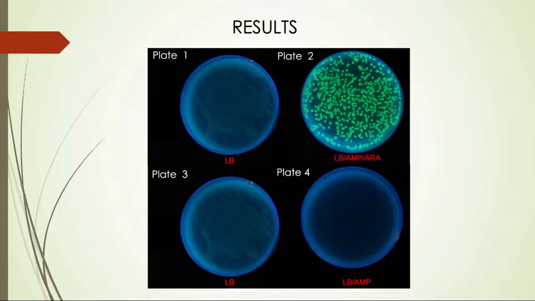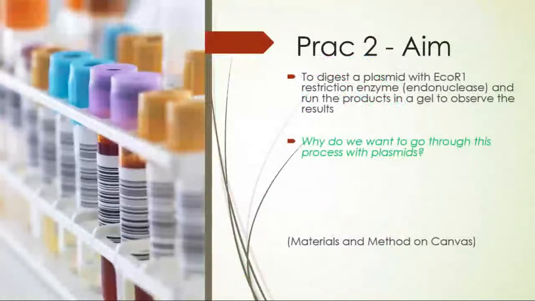So once again, I just wanted to recap and show you our pictures here. So this is what we're talking about with lawn growth when it isn't all streaked out. So you've got plate 1 and plate 3 that have the lawn growth. Plate 2 has those beautiful colonies that are glowing, and plate 4, which doesn't have your plasmid present, therefore it's not glowing. So let's start our second prac, and we're going to be doing a digestion of our plasmid and running it in a gel.